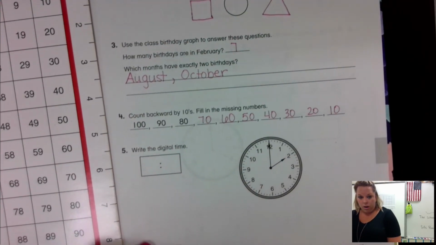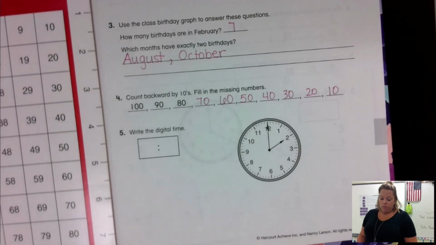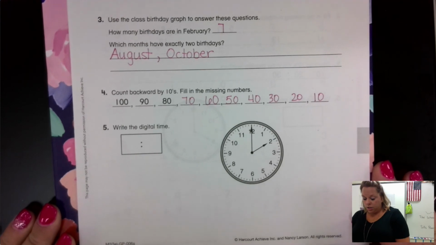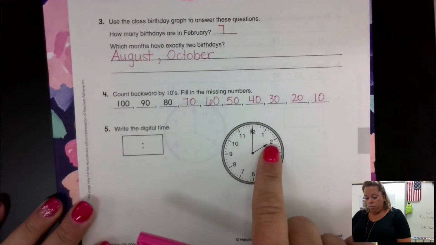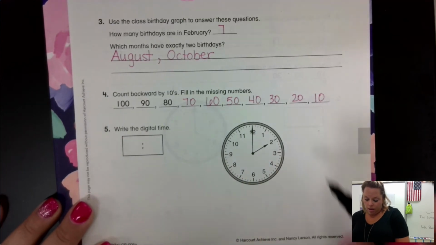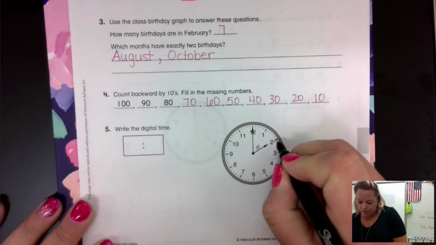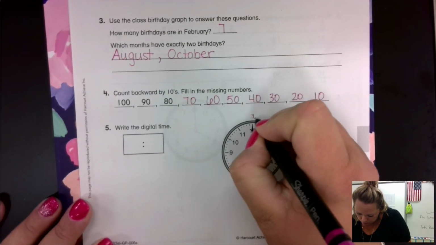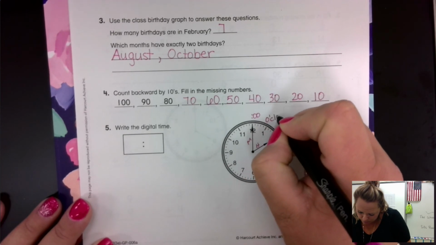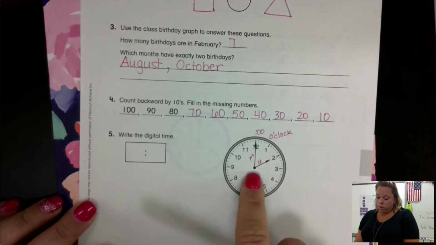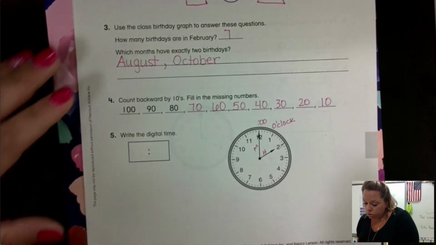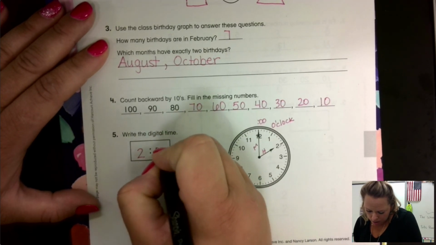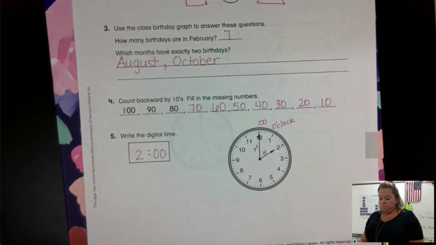All right, great work. We have one more problem to solve, and that is problem number 5. It says, write the digital time. So we look at our clock over here, and what time does our clock say? Our hour hand is pointing at the 2, and our minute hand is going through the 12. Remember, through the 12 means o'clock, doesn't it? Okay, so what is the digital time? 2 o'clock. So the 2 goes on the left of the colon, and the 2 zeros go to the right of the colon.